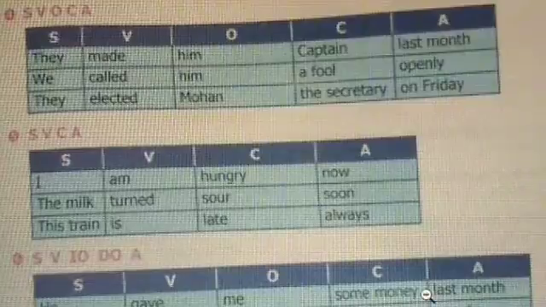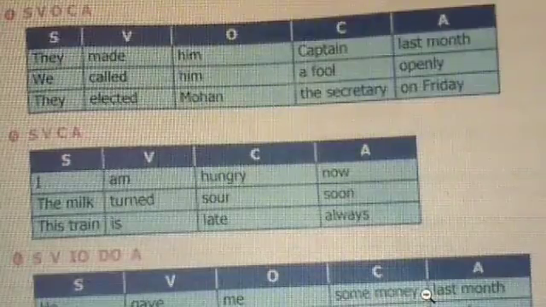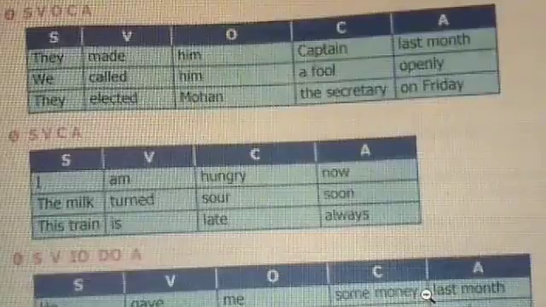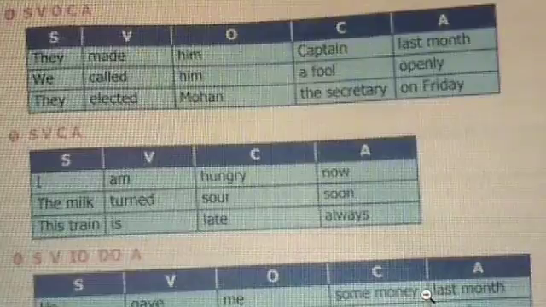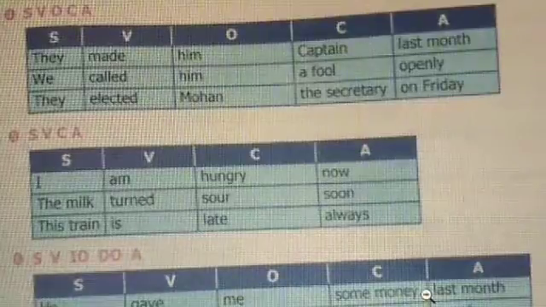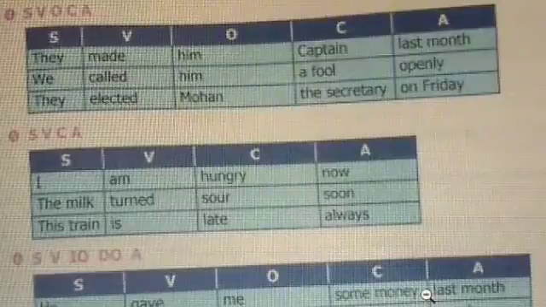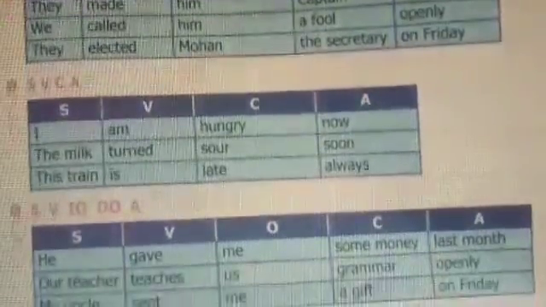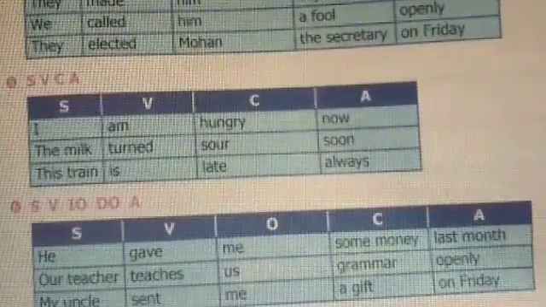We called him a fool openly. How did we call? Openly. So object complement, a fool is complement, and we have an adjunct, openly. They elected Mohan the secretary on Friday. When did they elect Mohan? On Friday. So it is adjunct, and the secretary is object complement, telling about the object Mohan.